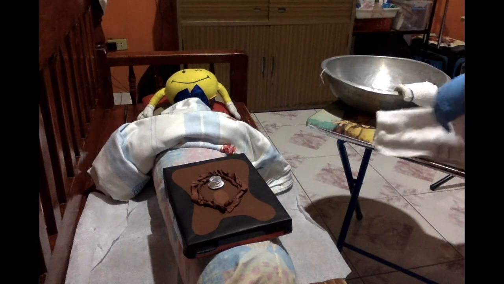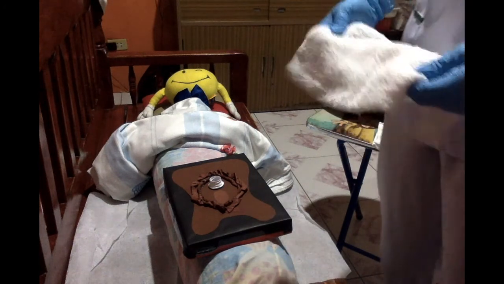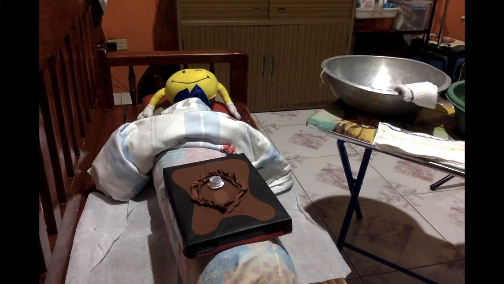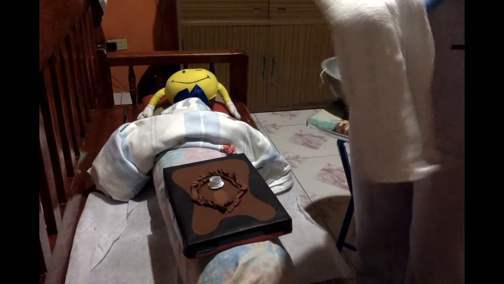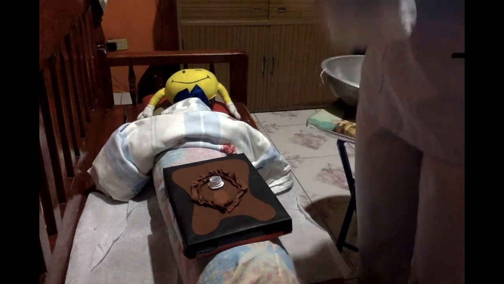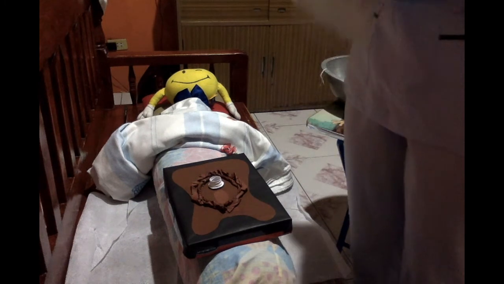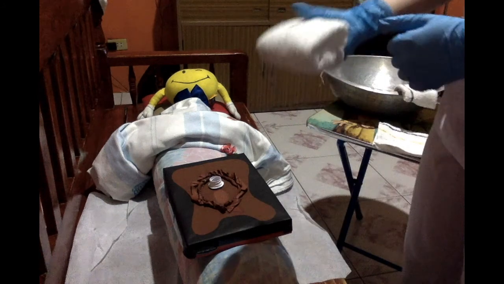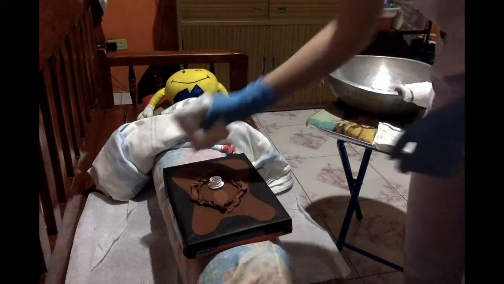Then after that, I will use the second towel and I will dip it in the basin with the warm water. This towel will be used for rinsing. Again, I will wrap the towel around my hand like this. Same way or same procedure, just like what we did in the first towel.